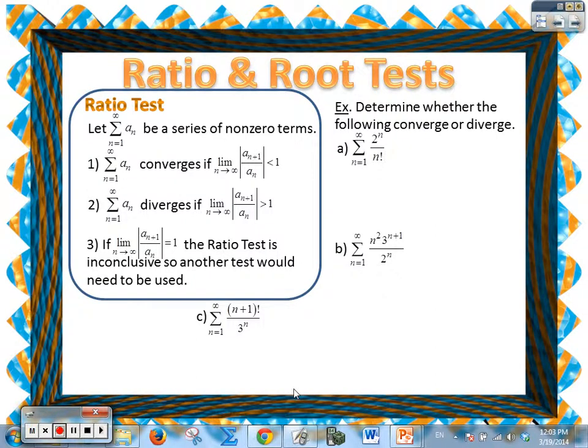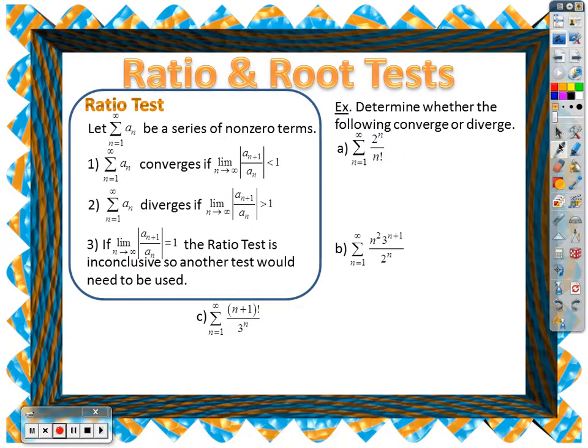Notice that the only criteria for us to use this test, there's not a whole list of things that have to be true. It's basically that it needs to be a series of non-zero terms. That's the criteria that we need to use this test. And it doesn't always work.